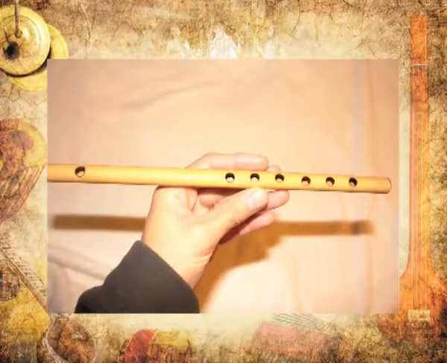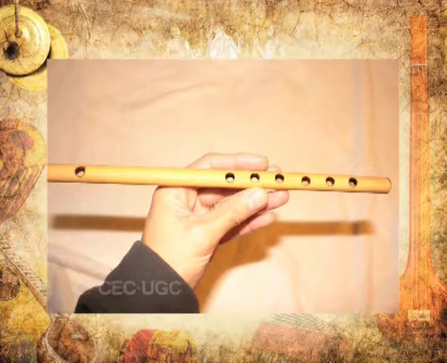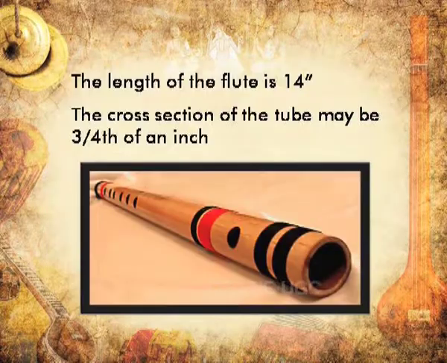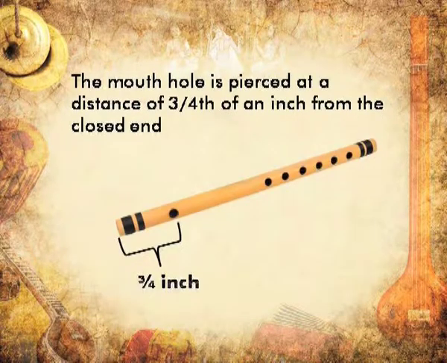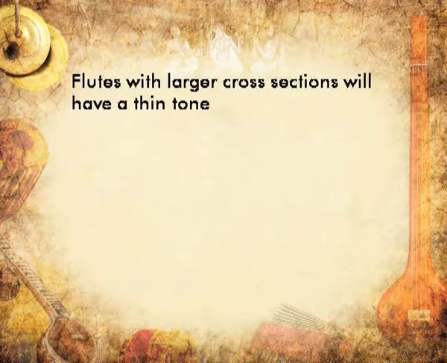The length of the flute is 14 inches. The cross section of the tube may be 3/4 of an inch. The mouth hole is pierced at a distance of 3/4 of an inch from the closed end. Flutes with larger cross sections will have a thin tone.